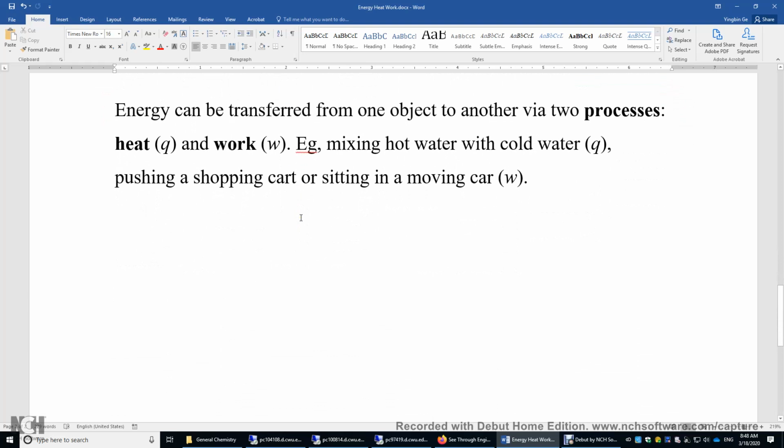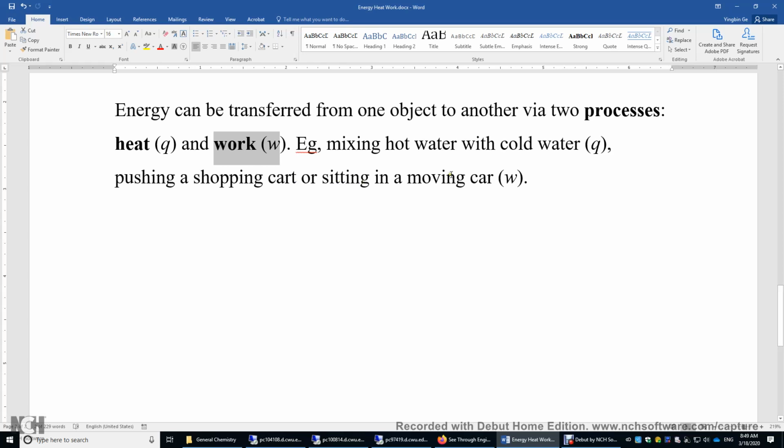Energy can be transferred from one object to another via two different processes, heat and work. For example, if we mix hot water with cold water, heat flows from hot water to cold water. Energy is transferred from hot water to cold water. If you are pushing a shopping cart in a supermarket, you are doing work to the shopping cart. Energy is transferred from you to the shopping cart.